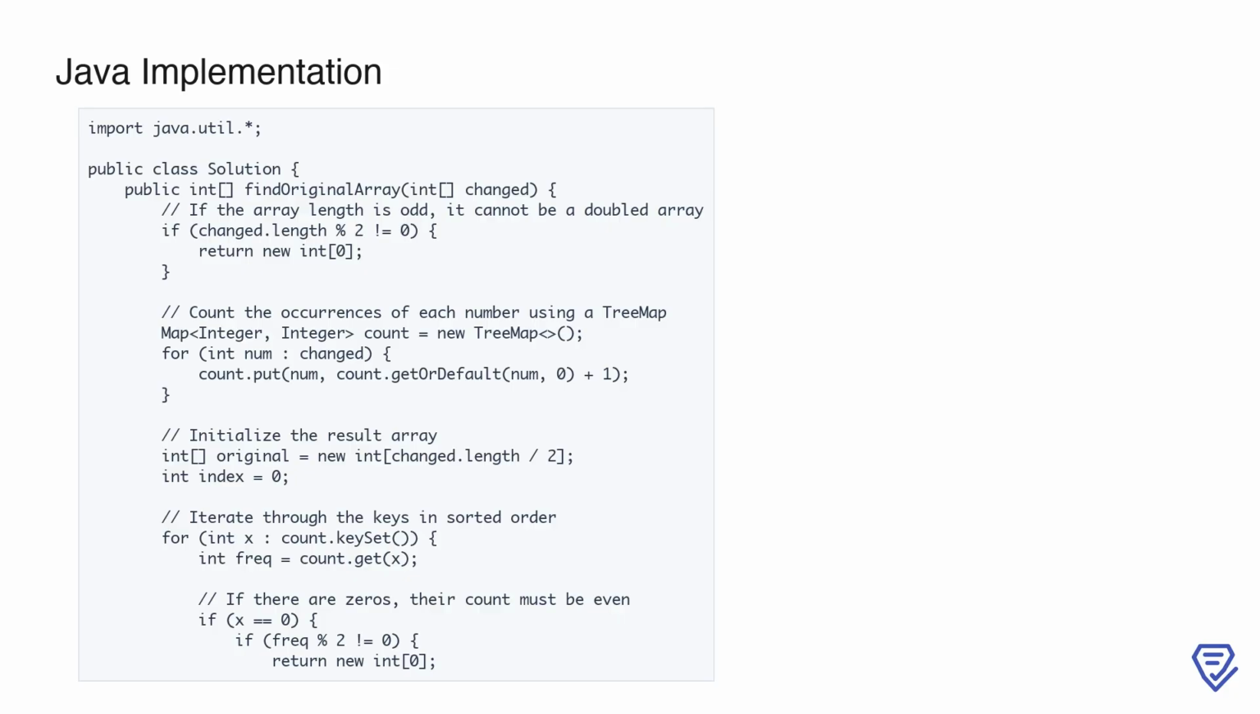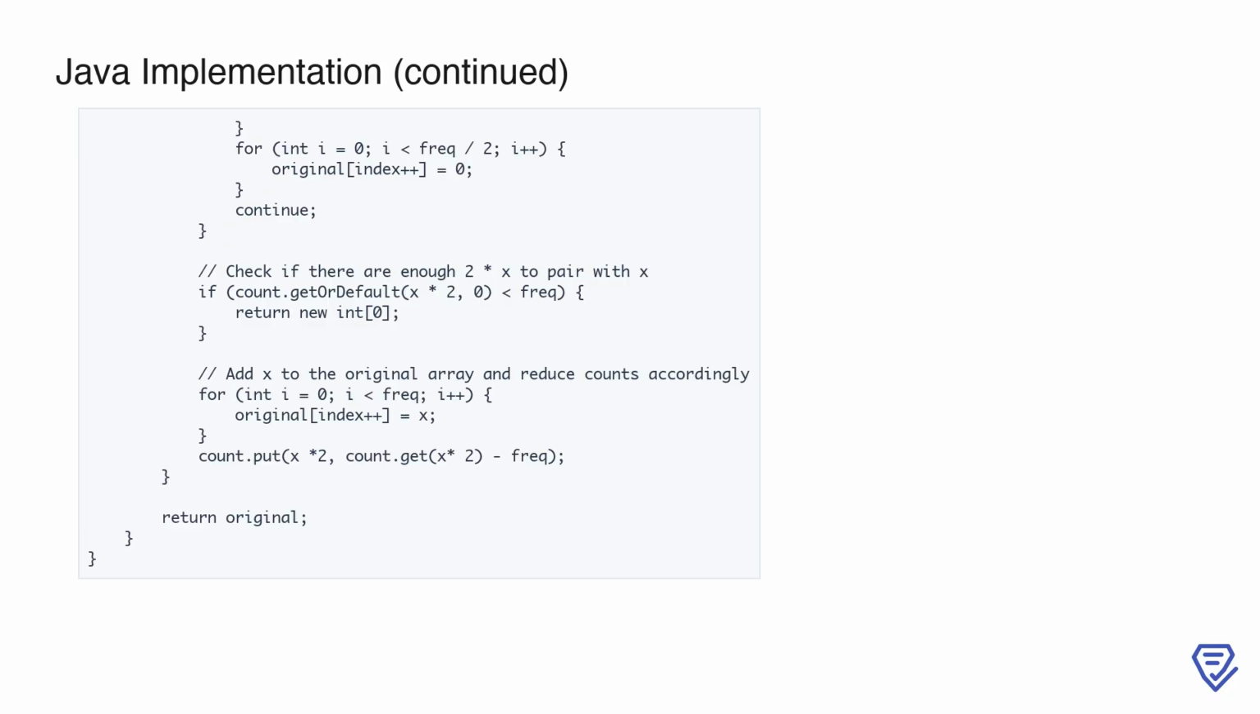We also set an index variable to keep track of our position in the original array. After initializing these variables, we start iterating through the keys of the TreeMap to process each unique number in sorted order. For the special case of zeros, we ensure that their frequency is even, as zeros can only pair with other zeros. If the frequency is odd, we return an empty array since it's invalid. If the frequency of zeros is valid, we add half of them to the original array by iterating frequency/2 times and assigning zeros to the array.